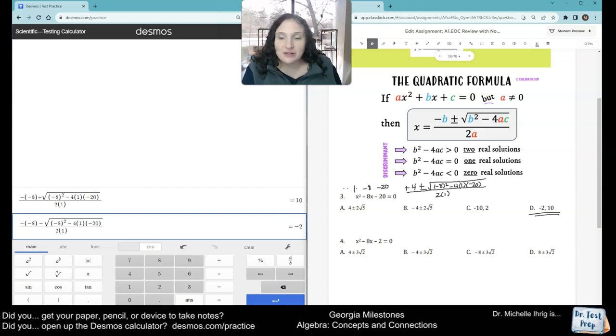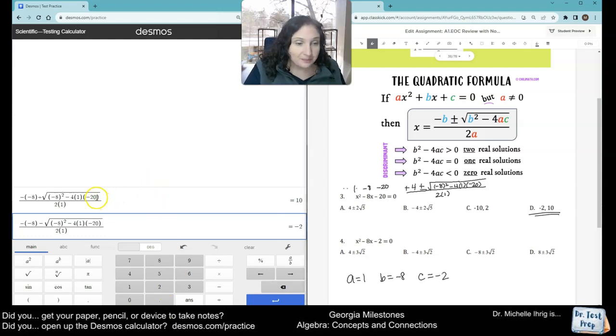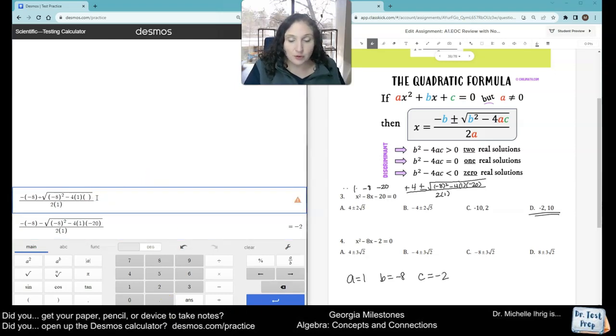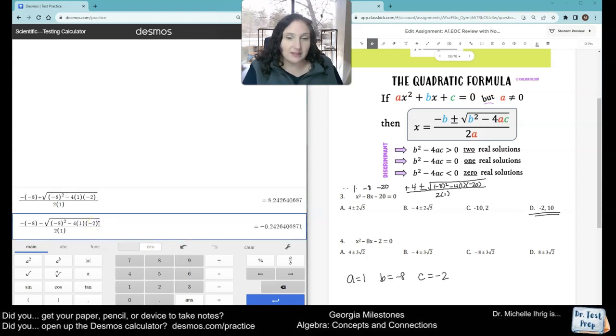So now let's go down to number 4. For number 4, a equals 1, b equals -8, and c equals -2. So just like number 3, or the first one, number 1 I was calling it, 1 stays the same, -8 stays the same. The only thing that changes is the c value. So watch this. I'm going to just turn this -20 into -2, and turn this -20 into -2. And then this is what happens.